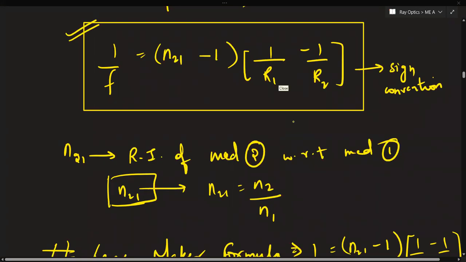All right. So we had stopped at this formula. What was the name of this formula? Yes, it is the lens maker formula. So 1 by f is equal to n21, the relative refractive index, minus 1, multiplied by 1 by r1 minus 1 by r2. So r1 and r2 both are the radii of curvature.